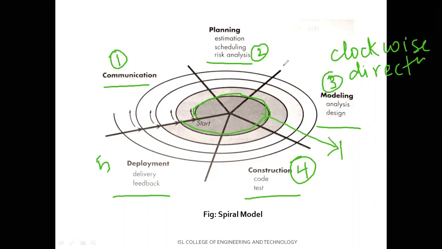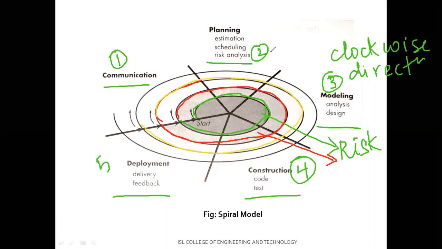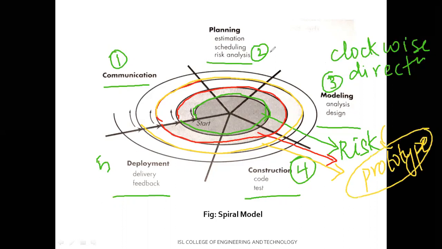Within this one cycle, you're going to identify all the risks. Then in the next cycle, that is this red color, when this entire cycle is completed, again you're going to identify the risks. Then again, yellow. In here again, you're going to identify risk. At each and every cycle, you're going to identify the risks and eliminate these risks. When you're eliminating each of the risks, you're going to create a prototype. That is where you're using this prototyping technique.